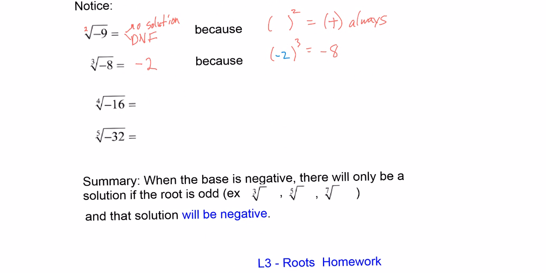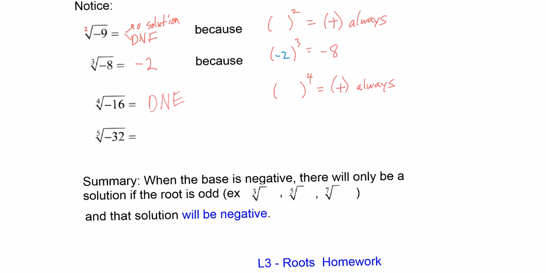For the fourth root of -16, is that even possible? Let's take a look. We have something to the 4. Well, guess what? We have an even power here. An even power also makes it positive always, which means this is an impossible situation. So we're going to write DNE. It does not exist.